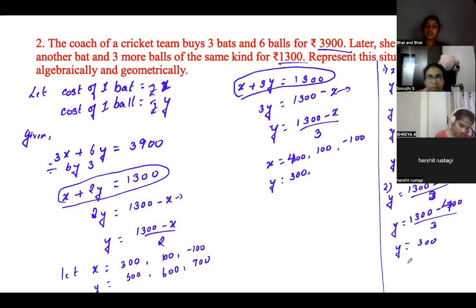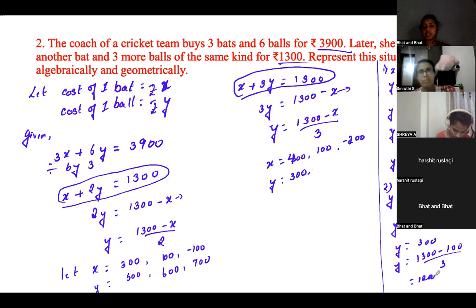Next, what will happen if it is 100? Here also I'll have to take minus 200. Then it will become 5. So next one, y is equal to 1300 minus 100 divided by 3. So that is nothing but 1200 divided by 3, which is equal to 400. So you get 400 here.